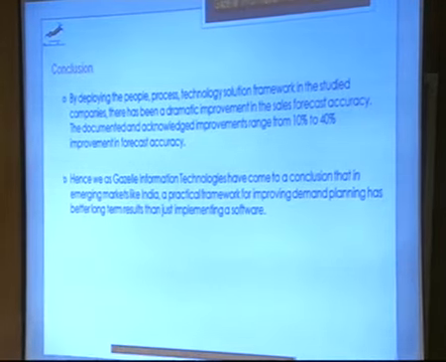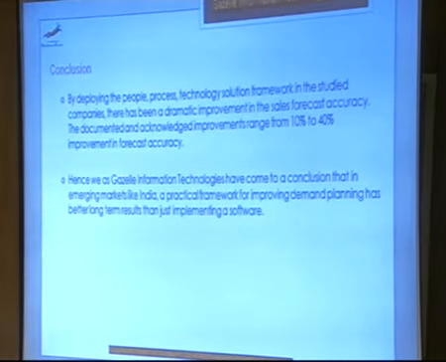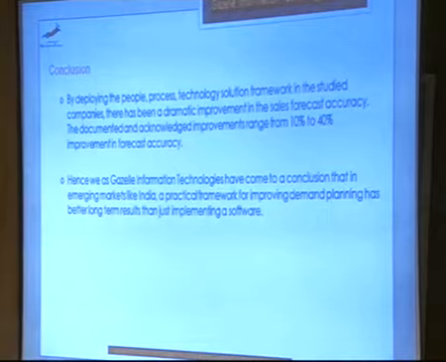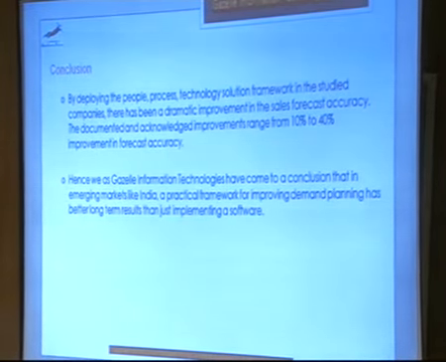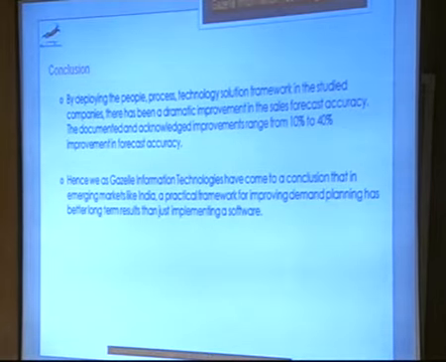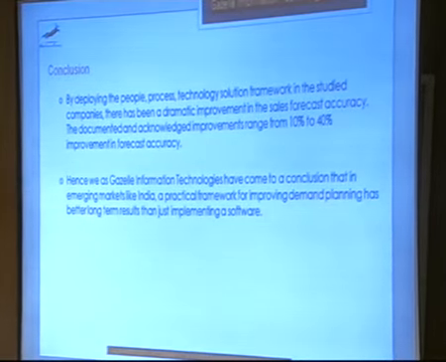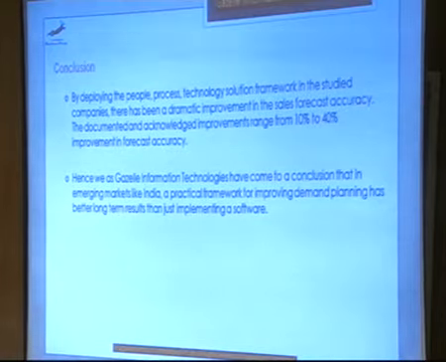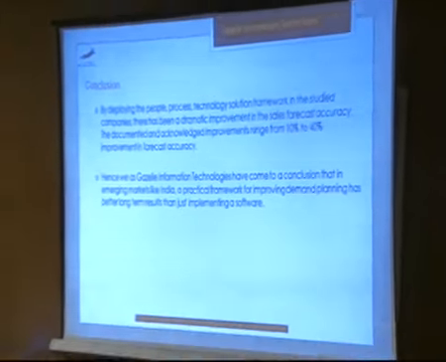So we have seen that by deploying the people, process and technology solution framework in this study, there has been a dramatic improvement in sales forecast accuracy. We have seen improvement from 10% to 20%. That's all. Thank you very much.